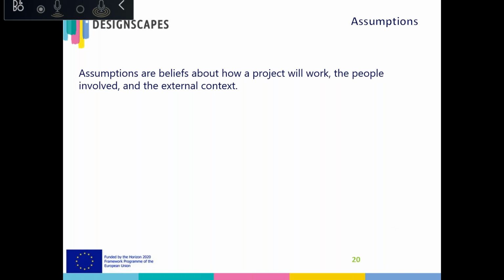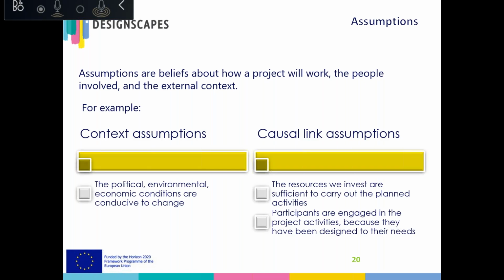Therefore, articulating them through a theory of change process is really important because they help you manage risk. They can also help support you to understand whether what you believe to be true is actually supported by the evidence. Now, there's a number of examples, a number of assumptions that we make. So we make assumptions about the context. So, for example, we assume perhaps that the political, environmental, economic conditions that we're operating in are conducive to change.